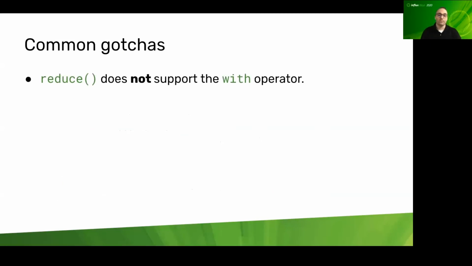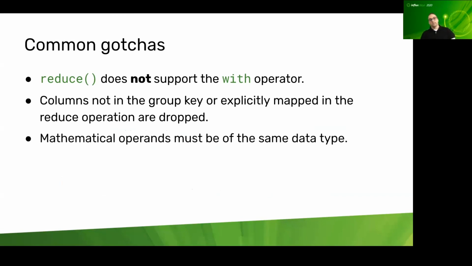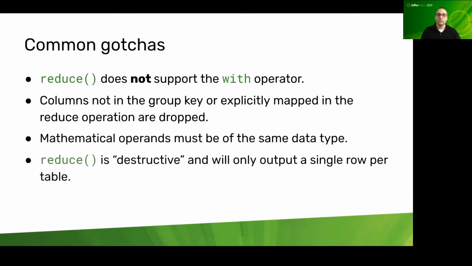So again, some common gotchas with reduce. Reduce does not support the with operator. If the column is not in the group key, and if it's not explicitly aggregated in the reduce operation, it just gets dropped. Again, columns not in the group key or explicitly mapped will always get dropped. Mathematical operands must be of the same data type. And reduce is destructive, and it will only output a single row per table. So while reduce does carry data from one row to the next, it removes the previous row. It will only ever return a single row table.